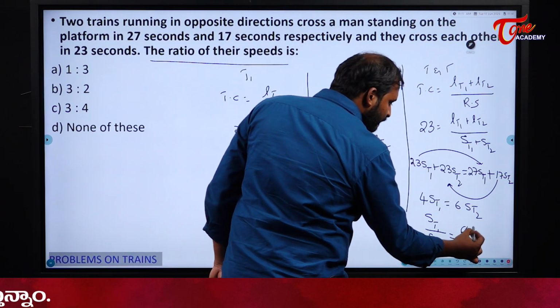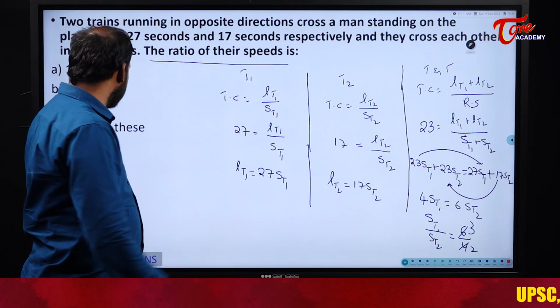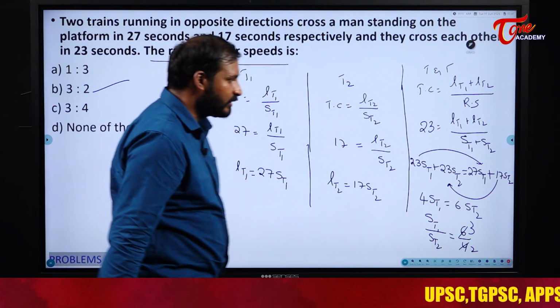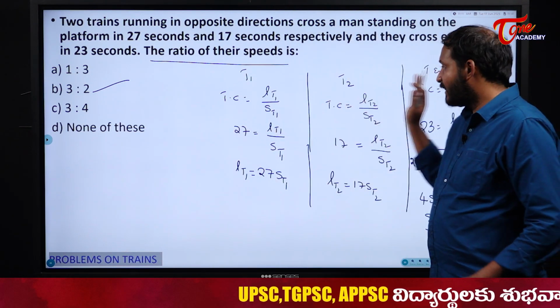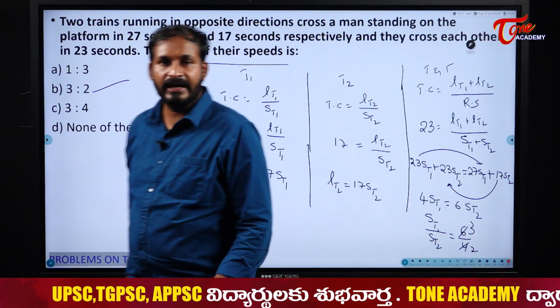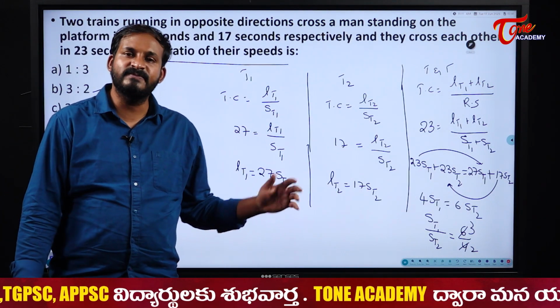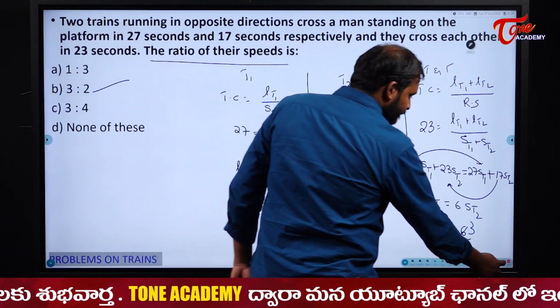So this will become what for students? 3 by 2. So that means speed of train 1 is to speed of train 2 will become what? 3 is to 2. This means just comparing the things. We are comparing the three different cases and just writing the relation between the speed of train 1 and the speed of train 2 here. Okay, understood? Right, the next one.